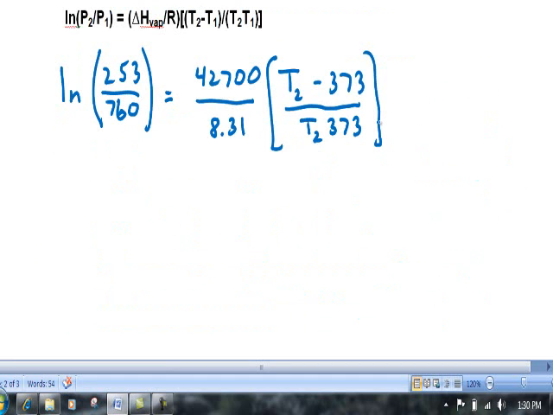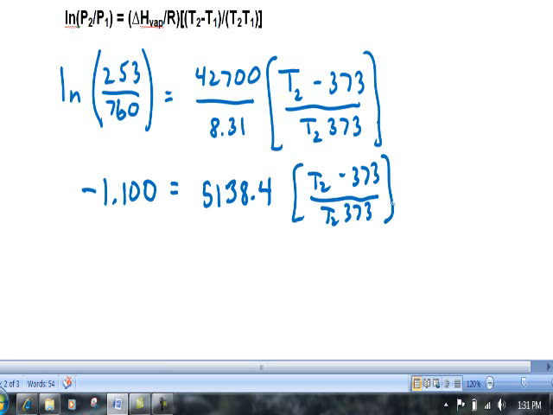Putting all the information into the Clausius-Clapeyron equation gives us ln P2 over P1, which would be 253 over 760. We have our delta H vap, 42,700, our R value of 8.31. T2 is what we're looking for, so that remains as T2. Our T1 value was 373 Kelvin. Our first step would be, let's simplify some of our numbers. Let's find out what the natural log is of 253 divided by 760. Let's also find out what 42,700 divided by 8.31 equals.